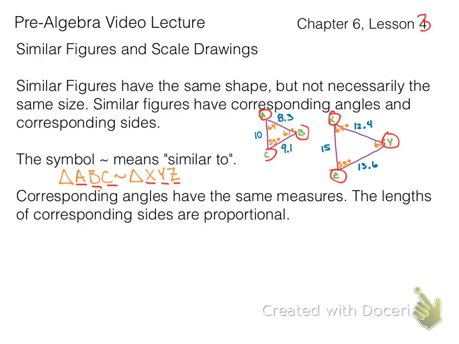So again, corresponding angles have the same measure, and the lengths of corresponding sides are proportional. All right, and again, remember, proportional are two fractions that equal each other. So I could say 8.3 over 12.4 is equal to 9.1 over 13.6 because these two go together and these two go together, and that will form an equal proportion. All right, and I will show you a few soon.